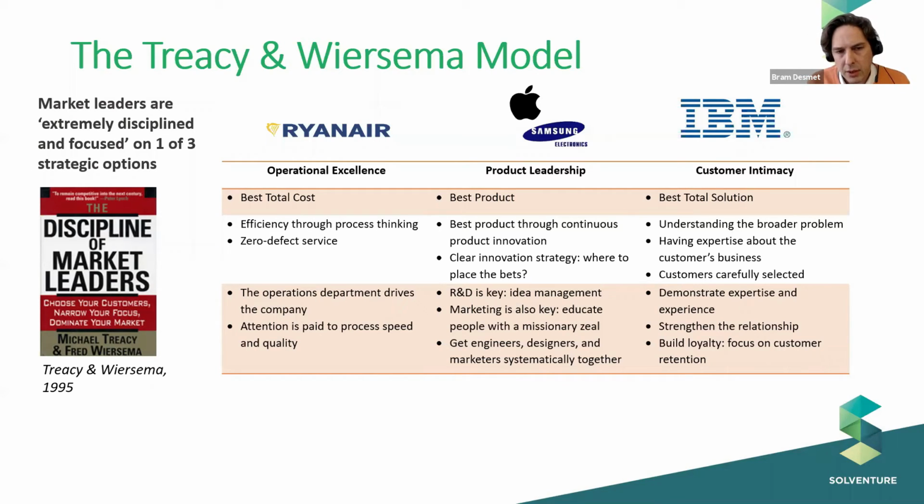And in operational excellence, the dominant force is certainly operations, and it's all about efficiency. In product leaders, it's all about innovation and marketing. And in the case of Apple, you can even discuss what they are best in. Are they best in innovation, or are they best in marketing? But those are the two complementary forces at a product leader. And in customer intimacy, it's certainly sales. It's really a sales-driven culture.